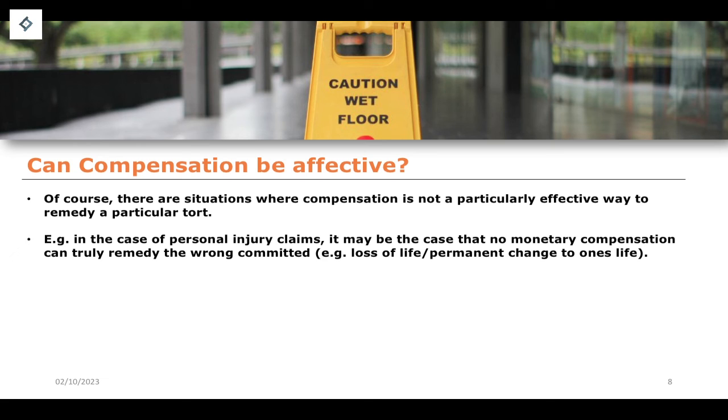But for example, in the case of personal injury claims, it might be the case that in reality there's not that much monetary compensation that can truly remedy the wrong which was committed. So if something leads to the loss of life or permanent change to one's life, permanent brain damage, for example, a loss of a limb, for example, all of these things, you can't rectify that with a particular financial sum. So taking monetary compensation, taking a financial sum and trying to apply that to every single type of case within the law of tort may be difficult to do.